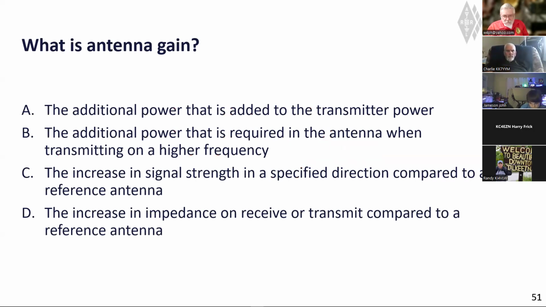What is antenna gain? A, the additional power that is added to the transmitter power. B, the additional power that is required in the antenna when transmitting on a higher frequency. These are questions, aren't they? What is antenna gain? And that would be C, the increase in signal strength in a specified direction compared to the reference antenna.